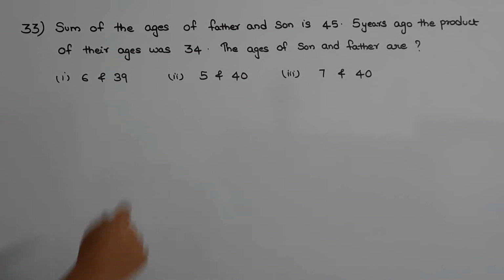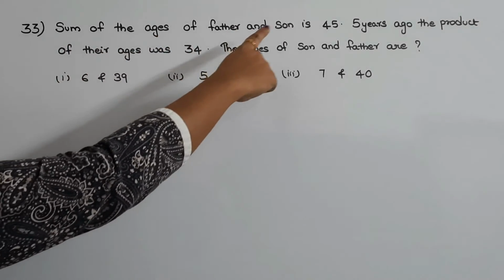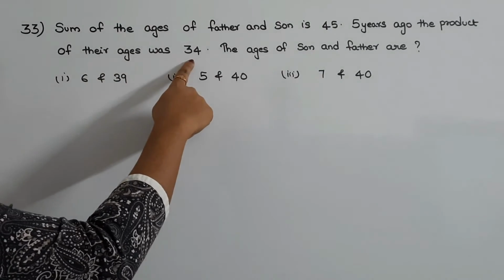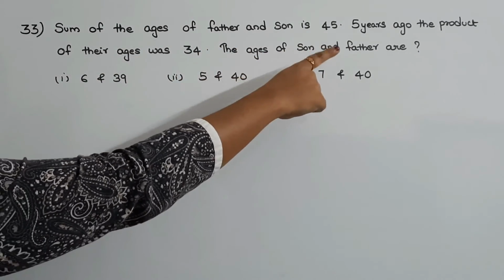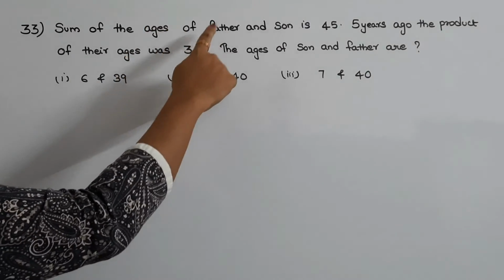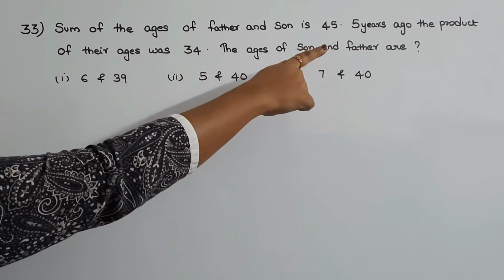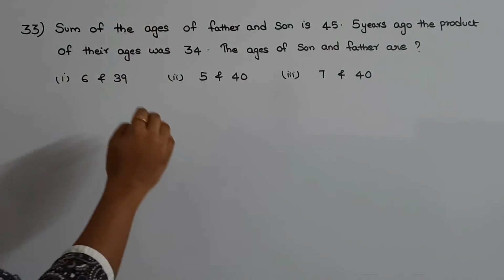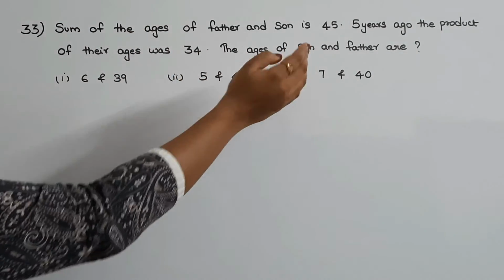The next question is, sum of the ages of father and son is 45. 5 years ago the product of their ages was 34. The ages of son and father are. So in this question they have given the sum of the present ages of father and son. They have also given the product of their ages 5 years ago. We need to find out the present ages of son and father.